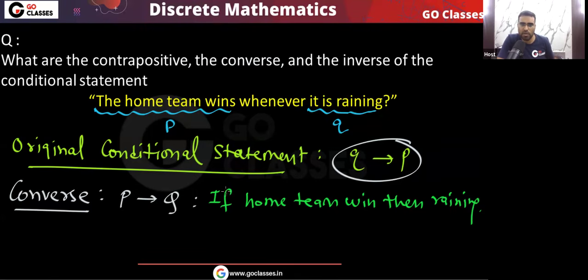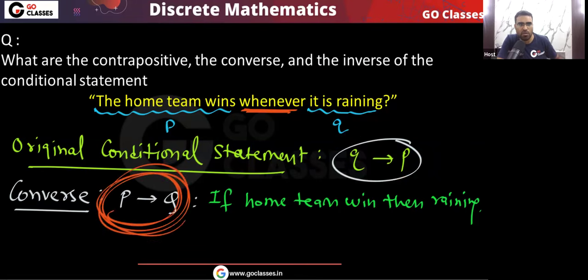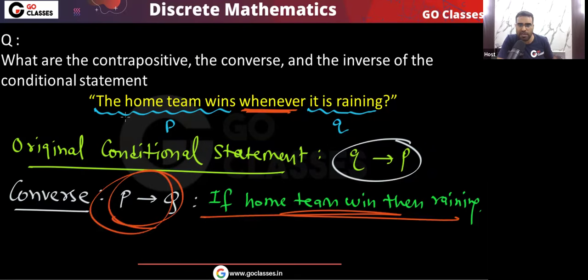Yes, very good. Understand this: our given statement is Q implies P. If this is P and this is Q, then P whenever Q, that is Q implies P. So the converse of Q implies P will be P implies Q. That means if P, then Q.